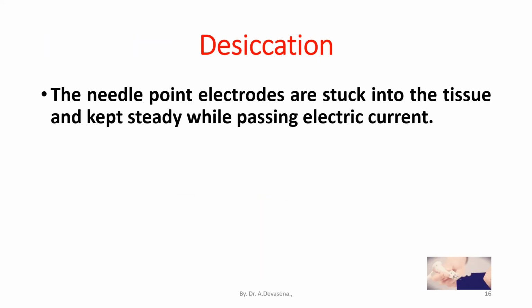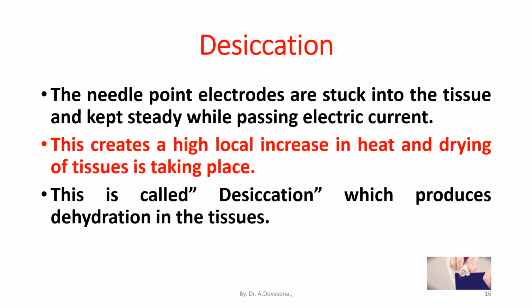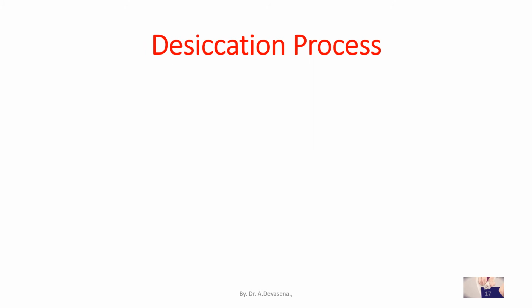Desiccation. The needle point electrodes are stuck into the tissue and kept steady while passing electric current. This creates a high local increase in heat, and drying of tissues is taking place. This is called desiccation, which produces dehydration in the tissues. Desiccation process is represented here.